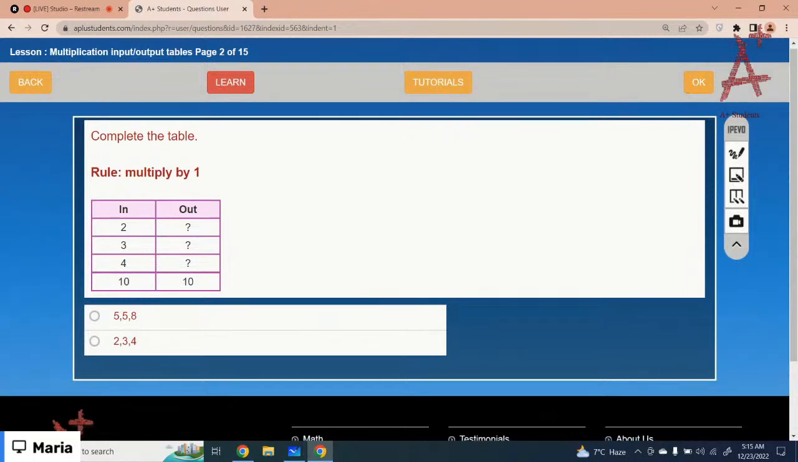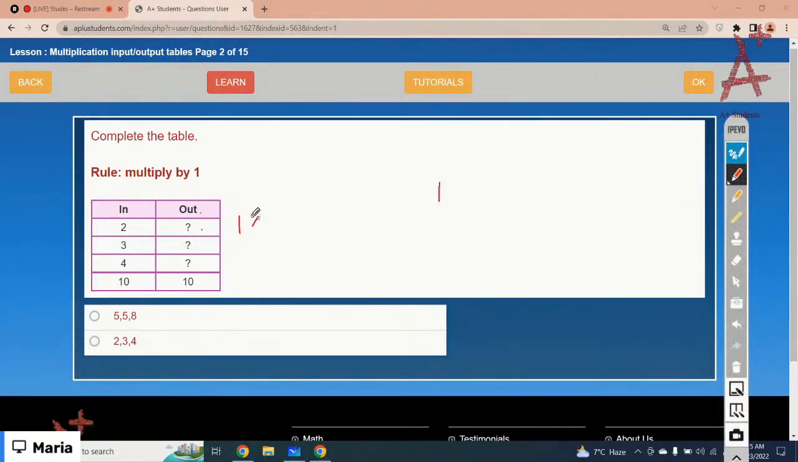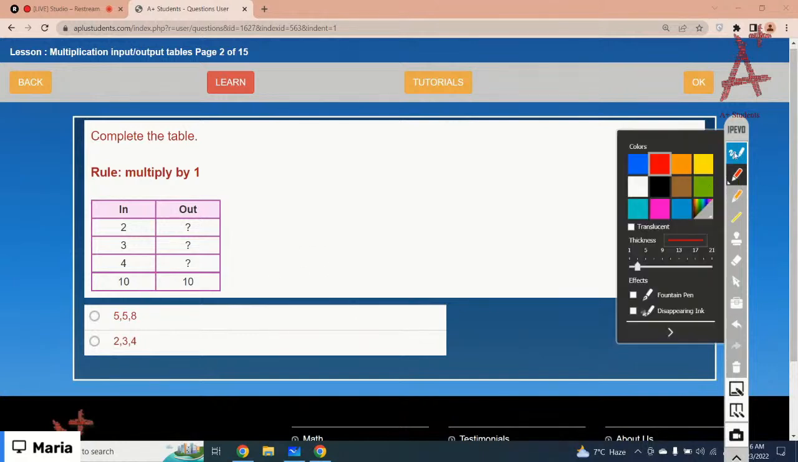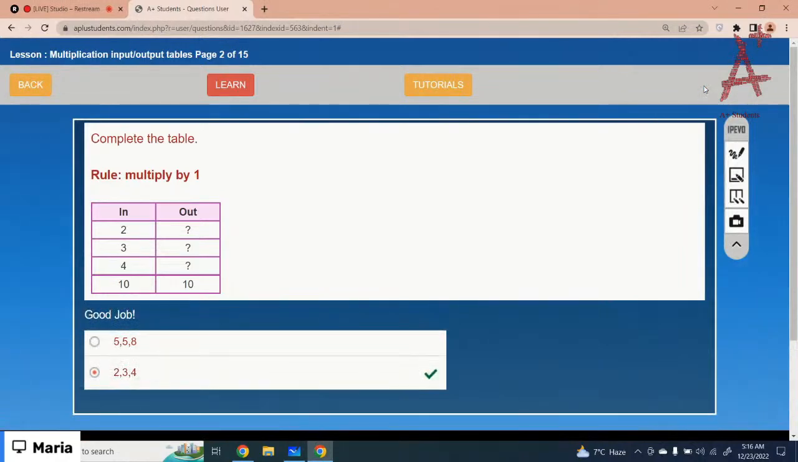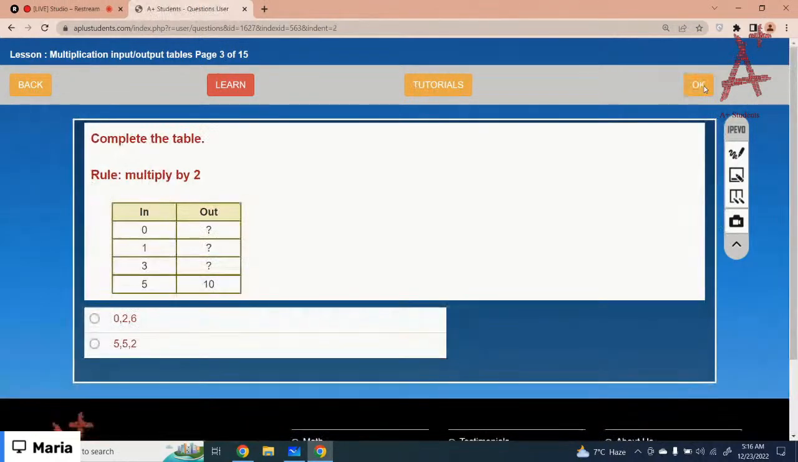So 1 times 2 is, you have to do 1 times 2. 1 times 2 is 2. This is the input value, this is the rule. Got it? Then you have to do 1 times 3. So 1 times 3 is 3. Then you have to do 1 times 4, and 1 times 4 is 4. That means the correct option is 2, 3 and 4. Got it? So just select the correct option, then click on the OK button. Got it?